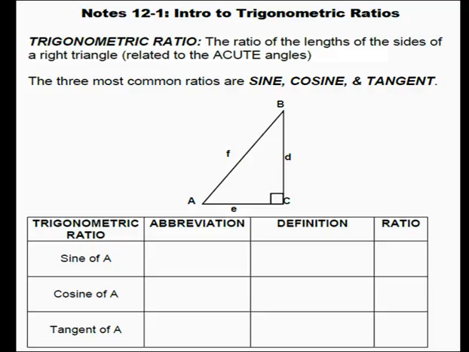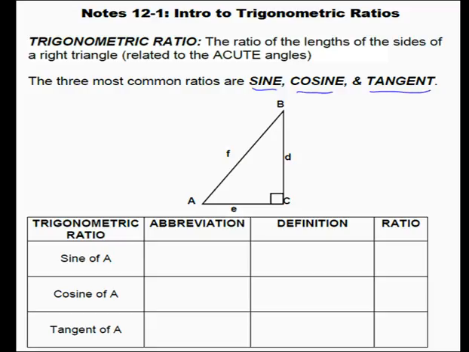Okay, today we're starting our introduction to trigonometric ratios. A trigonometric ratio is the ratio of the lengths of the sides of a right triangle, all related to acute angles. So the three most common ones we're going to be looking at are sine, cosine, and tangent.